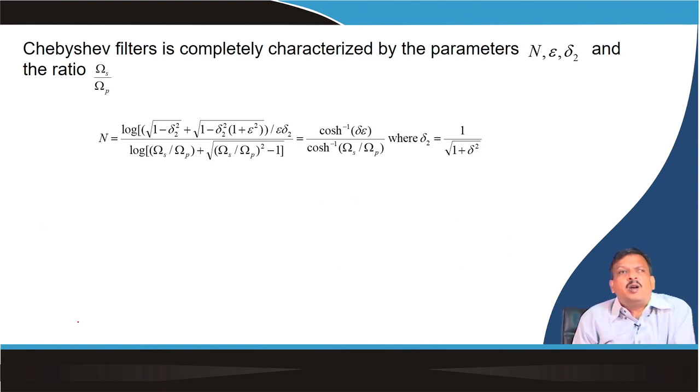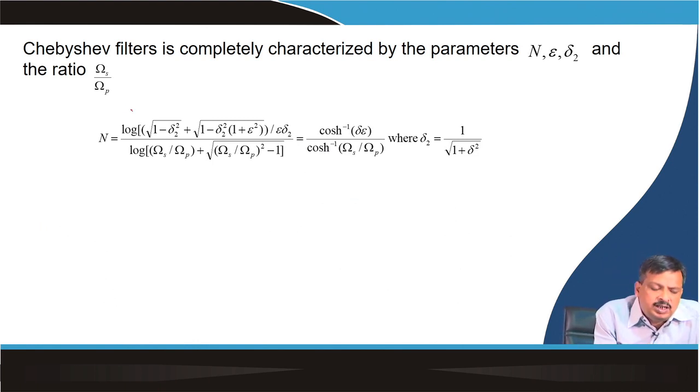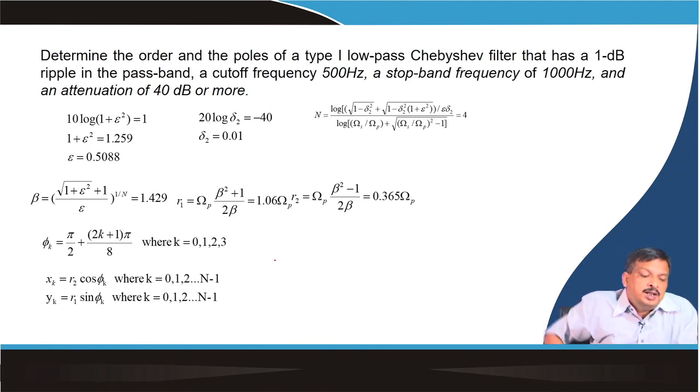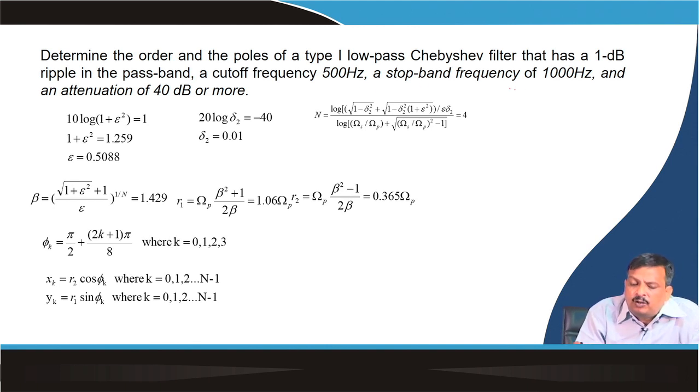Okay. Then again, how do I determine the order? So, the order equation is this one. So, if I know delta 2 and the ripple, passband ripple or stopband ripple, I can find out the order of the filter. This is the relationship. Let us give an example. Determine the order and poles of a type 1 low pass Chebyshev filter that has a 1 dB ripple in the passband, a cutoff frequency of 500 Hz, a stopband frequency of 1 kHz and an attenuation of 40 dB.